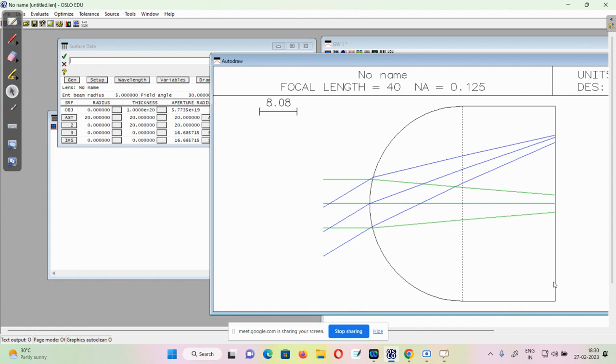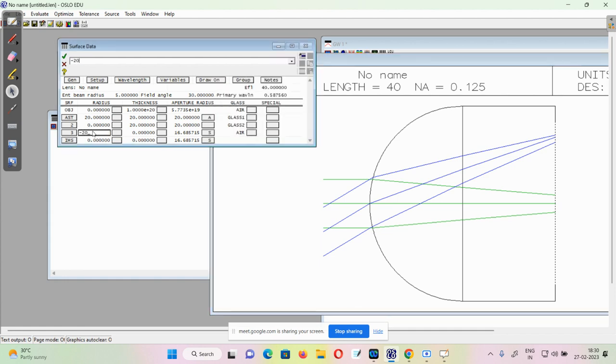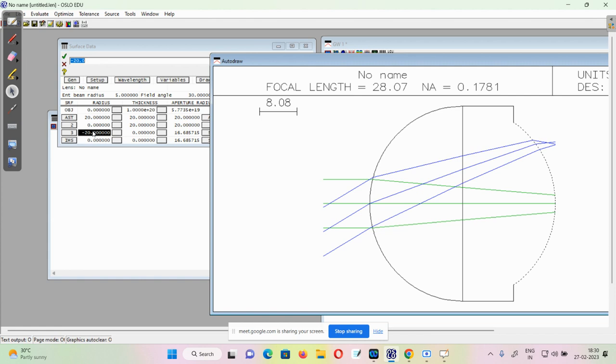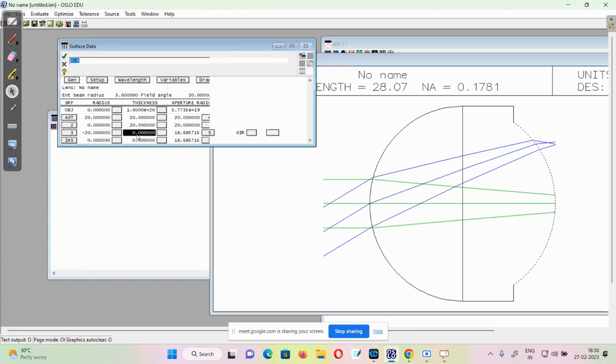But this is the second surface. It is extending. Now the third surface should be the other side of my sphere. So the radius of curvature is the same, but it should be in the opposite direction. So I'll give minus 20. Okay, and thickness you don't need to give much also.